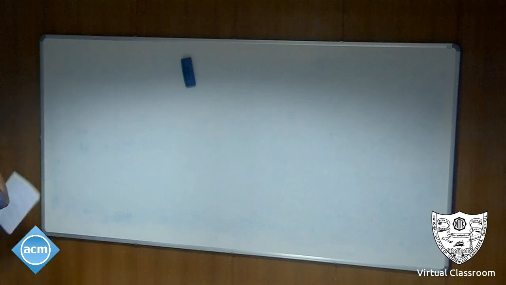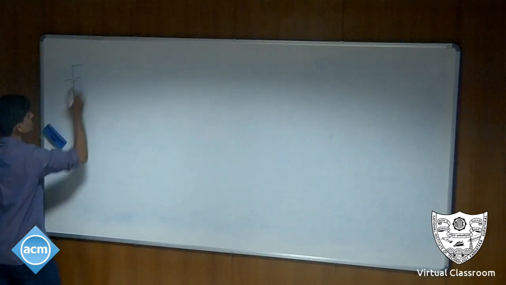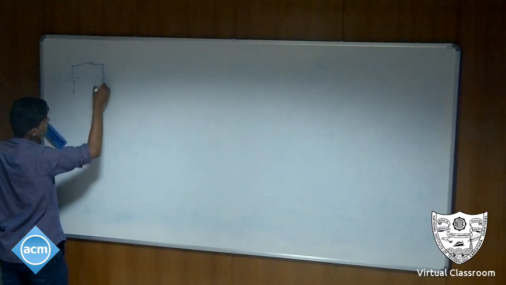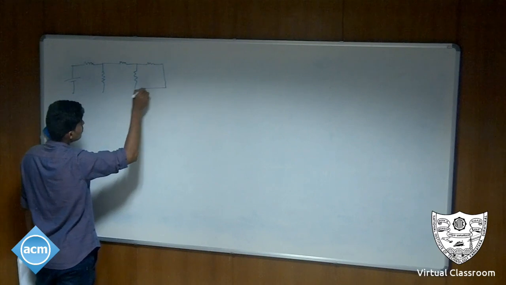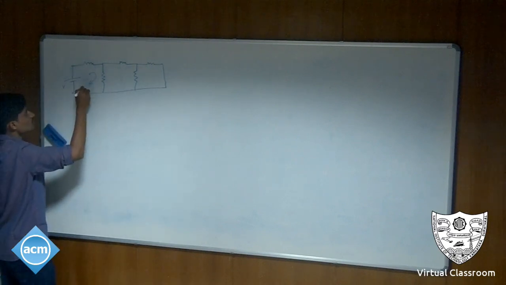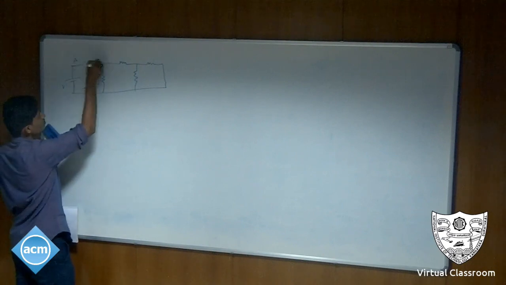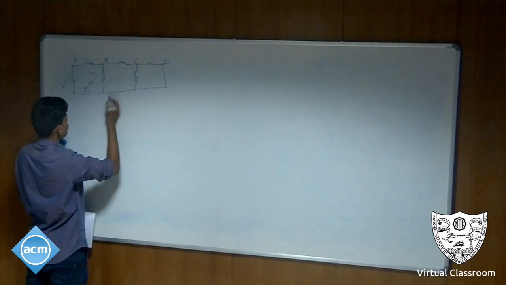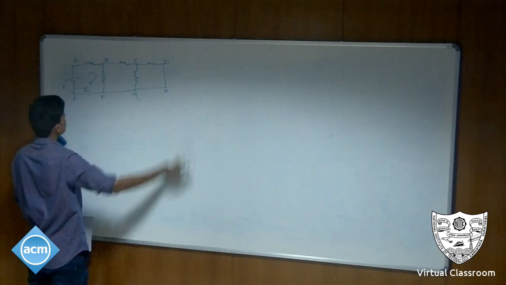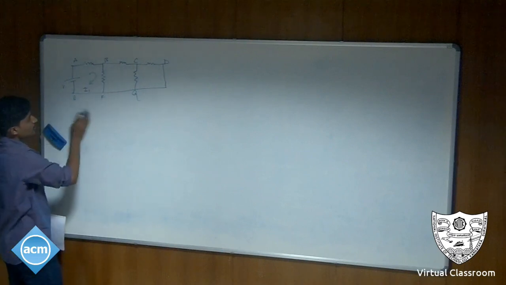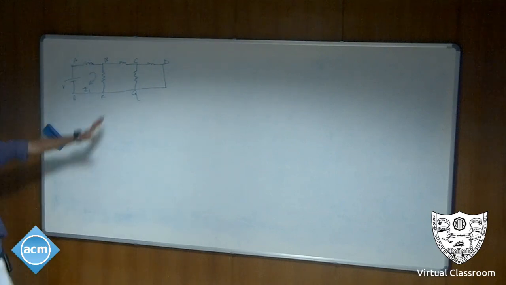So what mesh analysis exactly is, what exactly a mesh is. A single loop as such is a mesh, like this is a mesh. So A, B, F, E is a mesh, and E, C, D, F is a mesh. So any closed loop is a mesh in a typical circuit given.